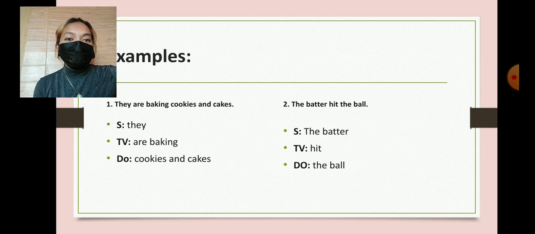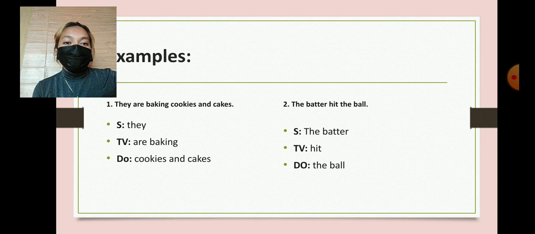For example, number 1 is: they are baking cookies and cakes. The subject is they, the transitive verb is are baking, and the direct object is cookies and cakes. For the second example, we have: the batter hit the ball. The subject is the batter because that is what we're talking about. The transitive verb is hit, and the direct object is the ball.